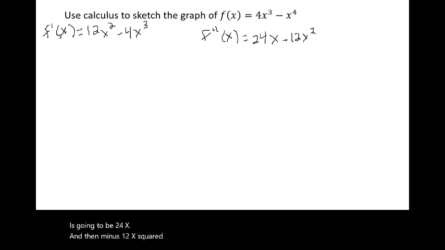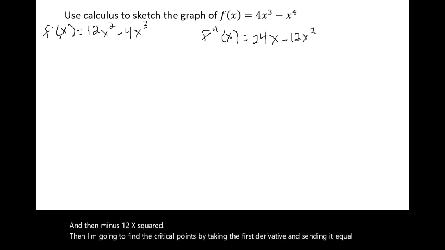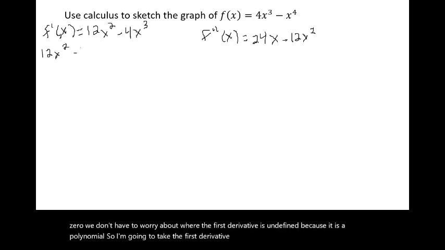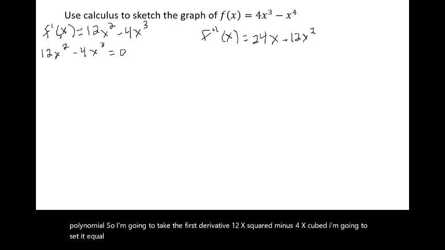Then I'm going to find the critical points by taking the first derivative and setting it equal to 0. We don't have to worry about where the first derivative is undefined because it is a polynomial. So I'm going to take the first derivative, 12x squared minus 4x cubed. I'm going to set it equal to 0 and solve for x.